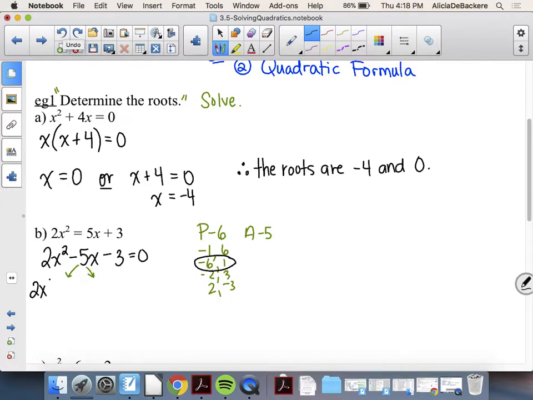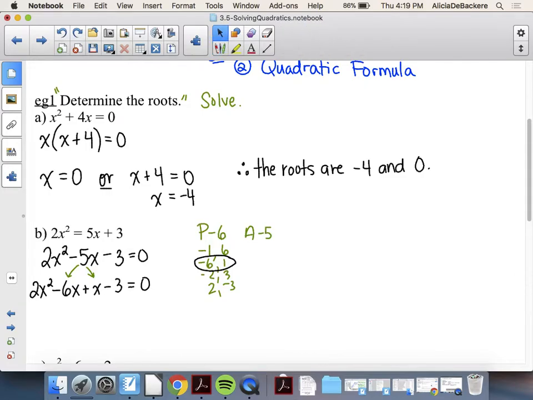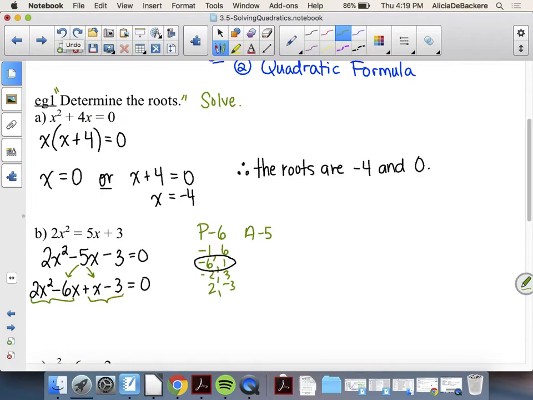So I'm still starting with 2x squared. -5x will become -6x plus x, and then -3. And you could have written those in the opposite order, that'd be fine as well. Now that I have 4 terms, I'm going to factor them by grouping the first two and grouping the last two. I'm looking for a common factor in each of the groups.